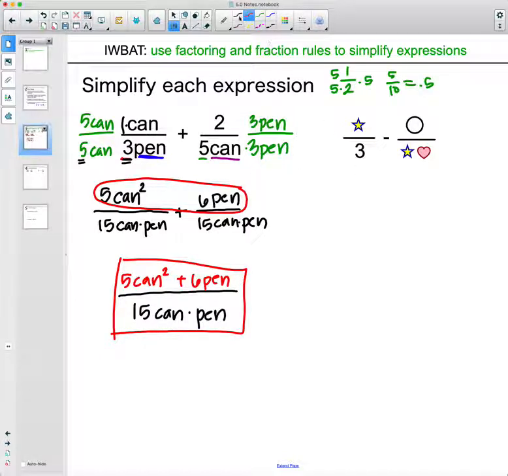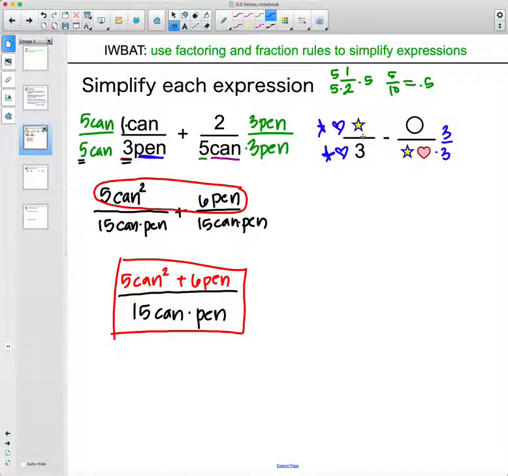Okay, this one over here. So let's go ahead and decide what we need in this denominator that we have here. So we see the 3. Over here we see a star and a heart. So we're going to have to multiply by a star and a heart to get those represented here, top and bottom. Over here, we just need this 3 to get them to be identical.